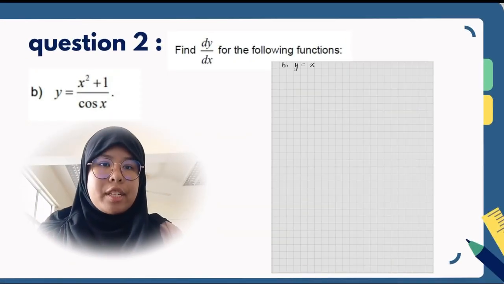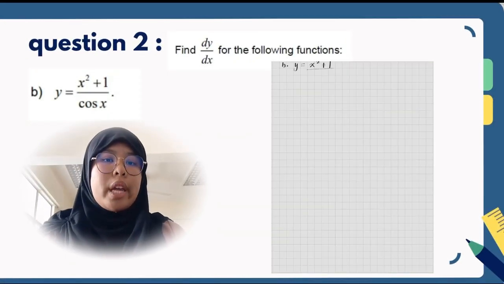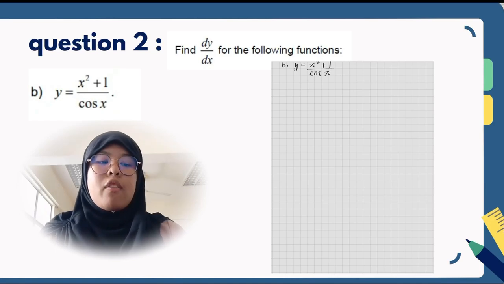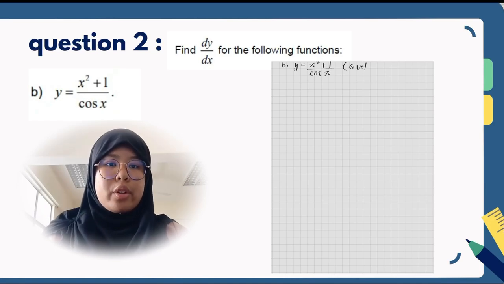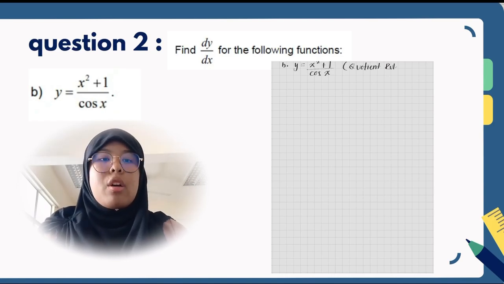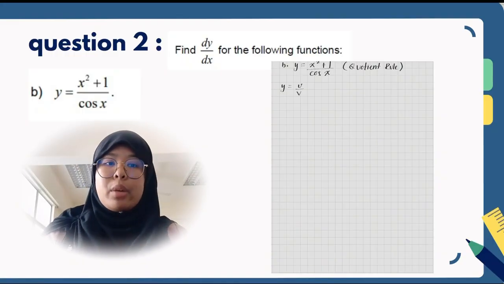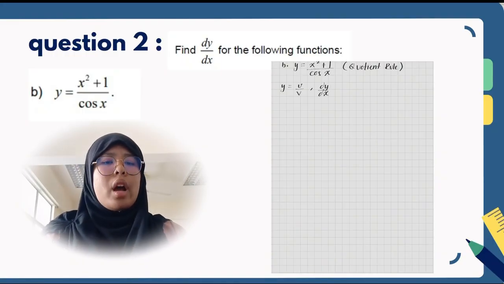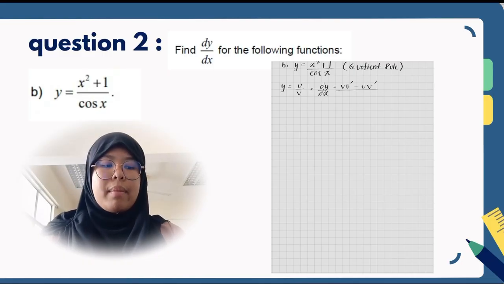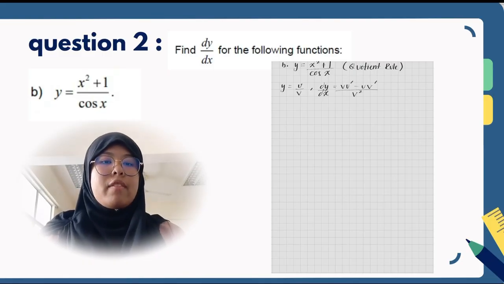The next function that is given is y equals x squared plus 1 over cos x. For this, we're going to use the quotient rule. First of all, I'm going to clarify that the top part is going to become u and the bottom part is going to become v. What is the quotient rule? The quotient rule is dy over dx equals vu prime minus uv prime over v squared.